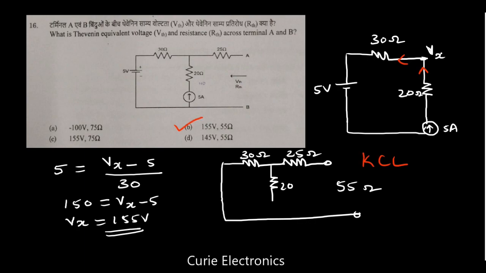155 volt, 55 ohm. So the equivalent Thevenin circuit is one voltage source of 155 volt and a 55 ohm resistor. This is the equivalent Thevenin circuit.